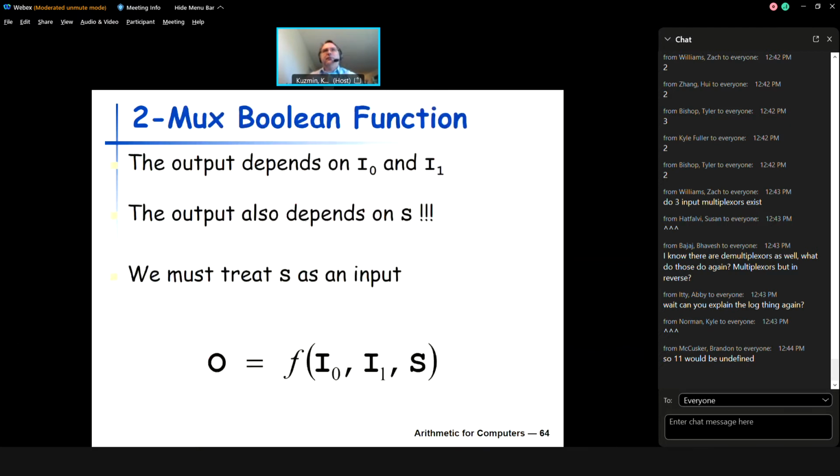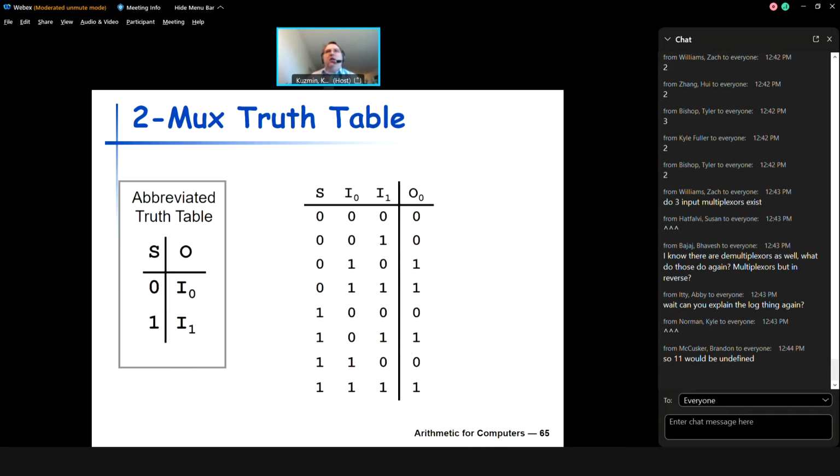All right. So that's that. And now let's actually look at the implementation of the 2 multiplexer. So the output depends on I0 and I1. The output also depends on S, and therefore we see that the function that describes our output signal must be a function of all input signals and all selector signals. And then we just follow the definition of a multiplexer to build a truth table.